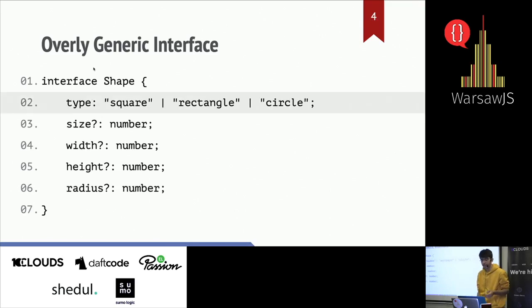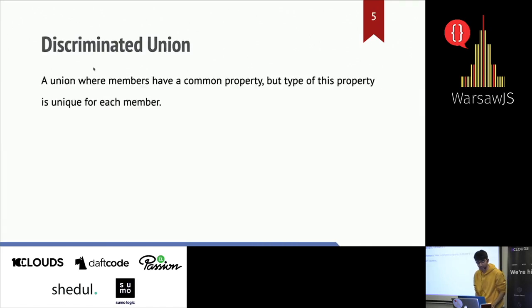In that case, for convenience, you'd like to add a type property which would tell you what kind of shape it is. But another problem is that this interface allows you to have type of rectangle, but it only has a radius property. So yeah, it's practically nonsense.